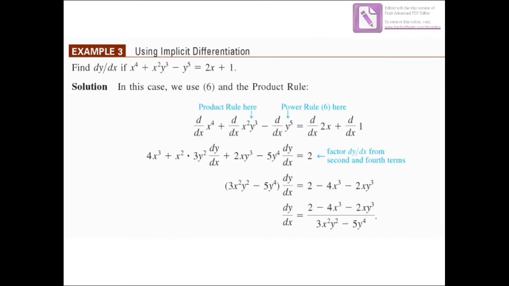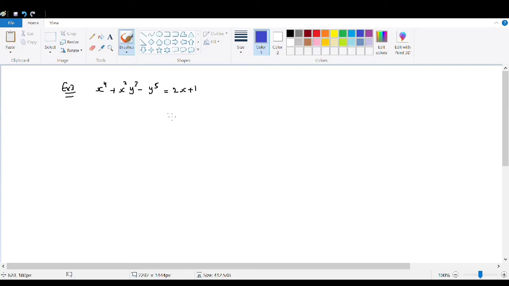So example number 3, find dy over dx if x power 4 plus x squared y cubed minus y power 5 is equal to 2x plus 1. To find dy over dx, the first step we need to add d over dx for both sides. So this will be d over dx of x power 4 plus x squared y cubed minus y power 5 is equal to d over dx of 2x plus 1.